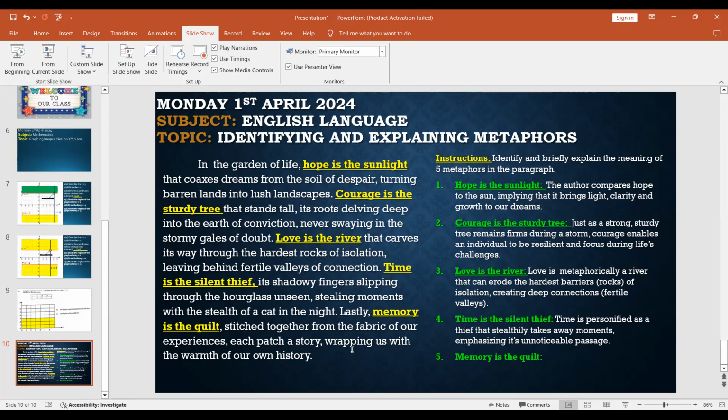Go ahead. I could say that how we could associate quilt with memory is that quilts are sometimes either stitched together or crocheted. So the memories that we made with other people are connected, because it says stitched together from a fabric of our experiences. So the memories are stitched or sewn together. Each time we remember the memory, it leaves us feeling joyful and happy because we remember the good times we've had. Very nice. Thank you.